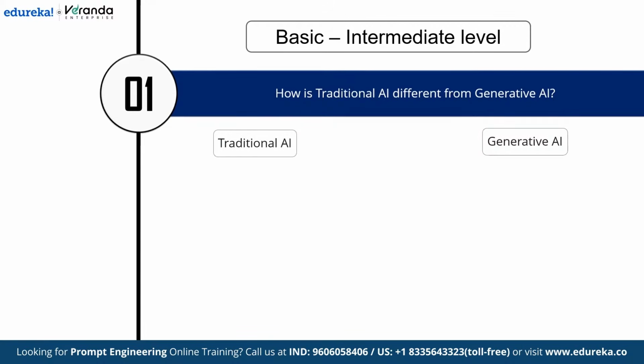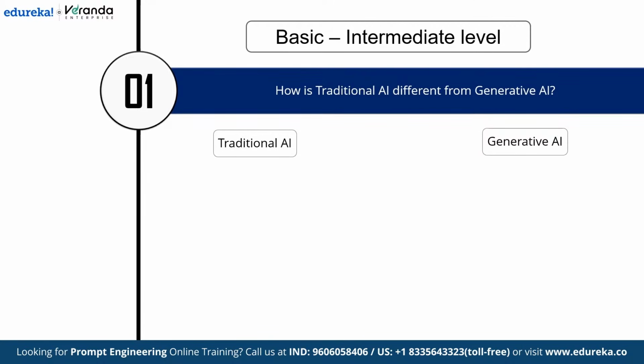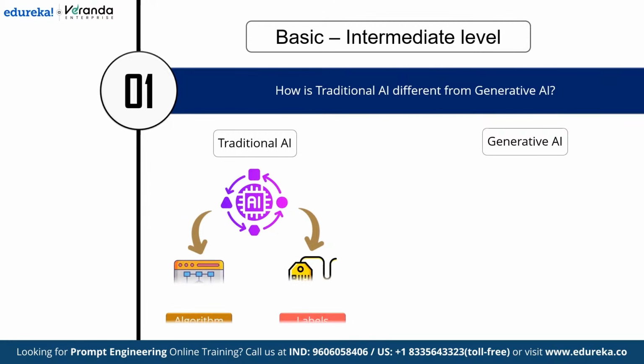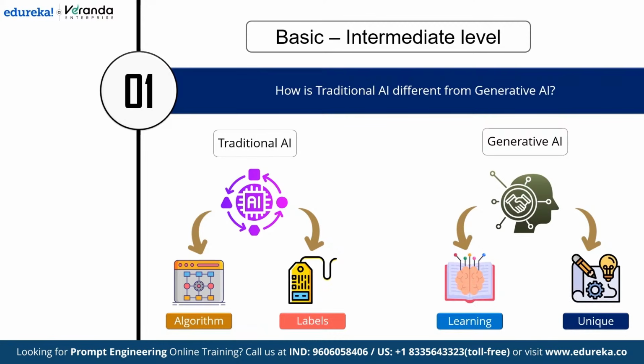Now, let's take a look at the differences between traditional AI and generative AI. Traditional AI relies on predefined algorithms and primarily works with labeled, supervised data to solve specific problems, whereas generative AI uses advanced learning techniques to understand data structures, train on datasets, reason, and create new and innovative solutions. This ability to generate fresh output sets generative AI apart from traditional methods.